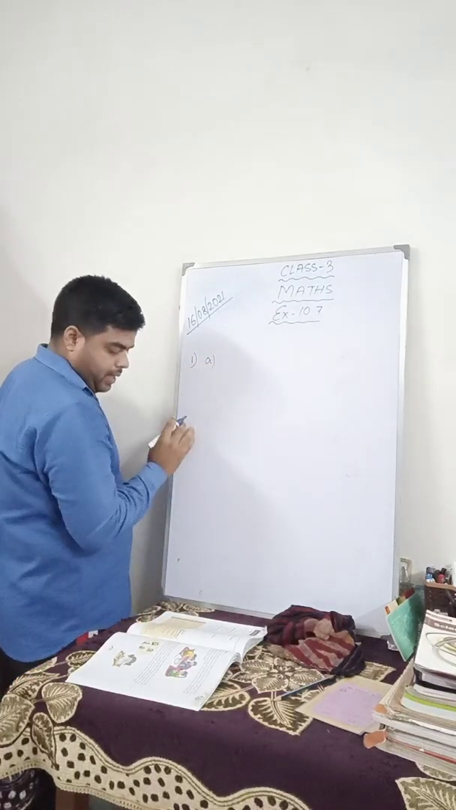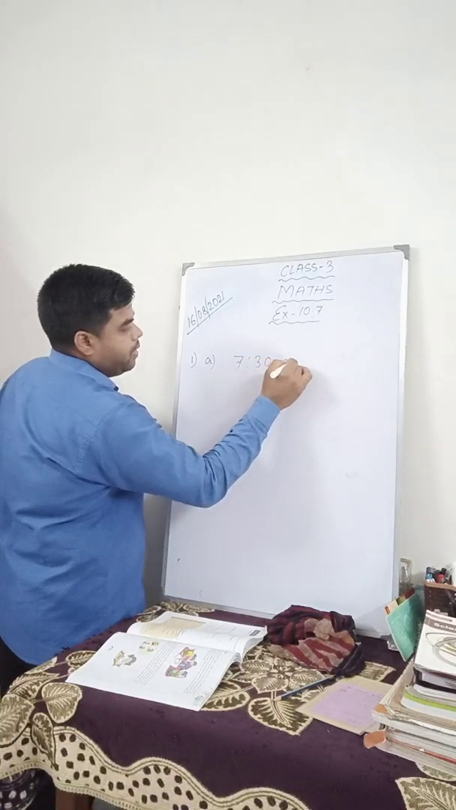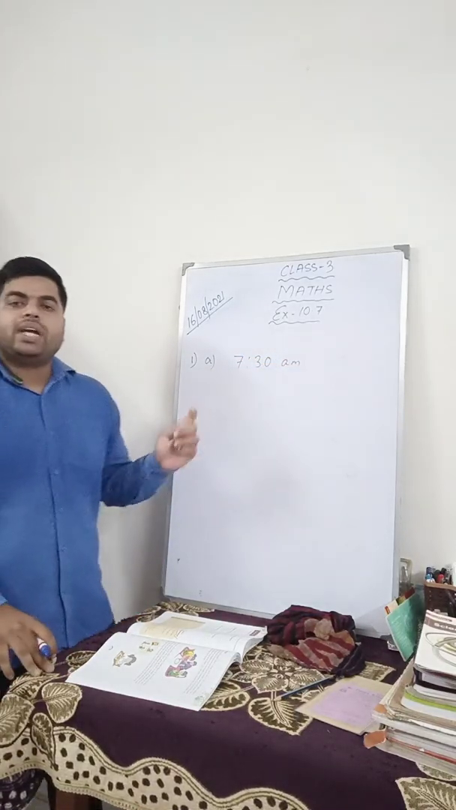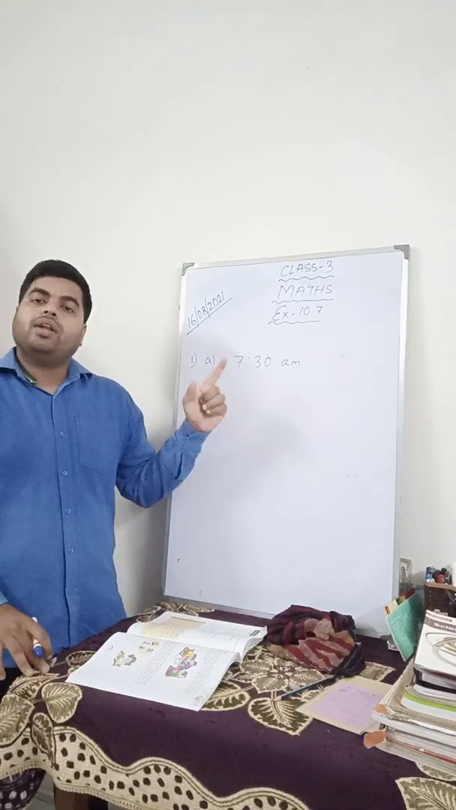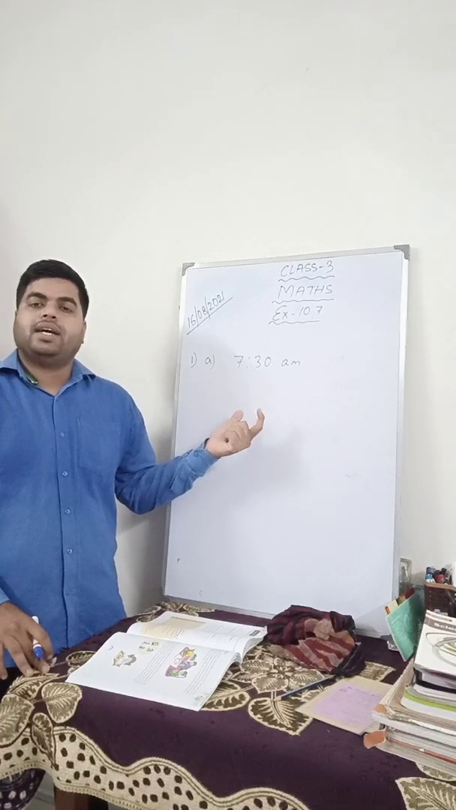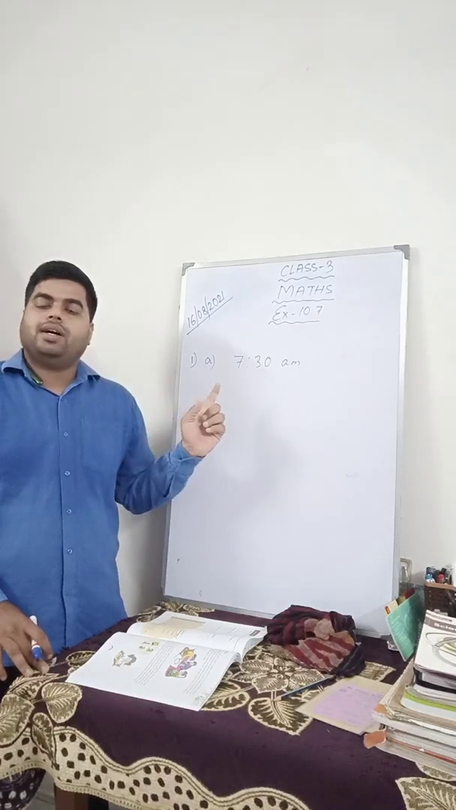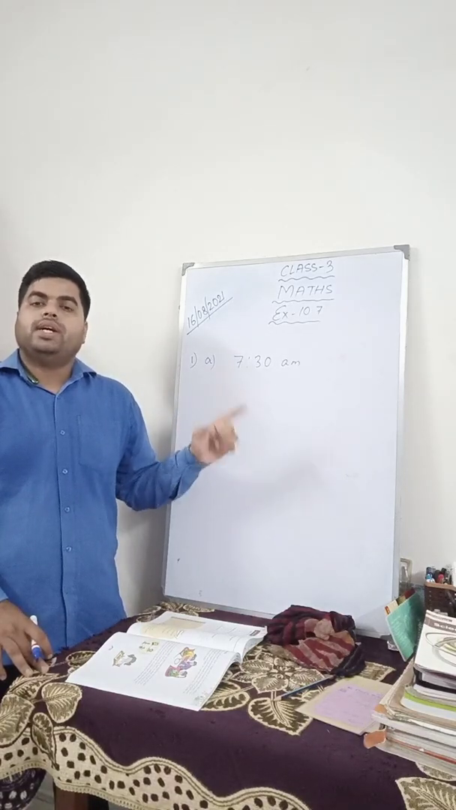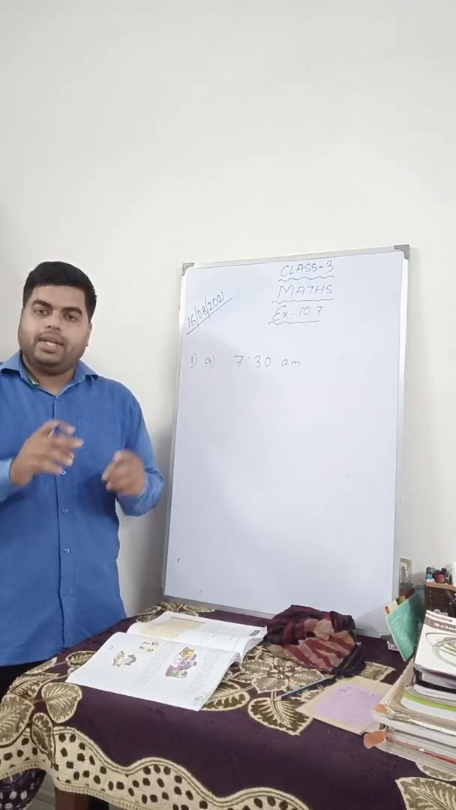Question number 1a. The time they have given is 7:30 a.m. Whenever they give you time according to 12 hours clock, they will give you either AM or PM, or they can give you noon or midnight. Midnight is the time when the hour hand and the minute hand are everything zero and it starts in the night, and 12 noon is the middle of the day. That means exactly 12 o'clock in the daytime.